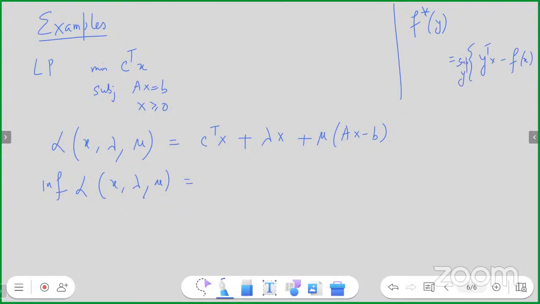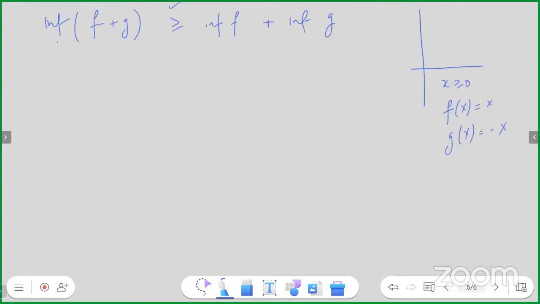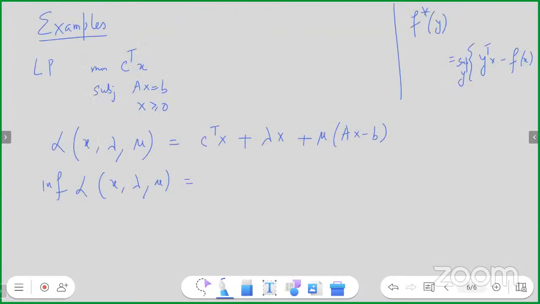What do you think is going to appear here?